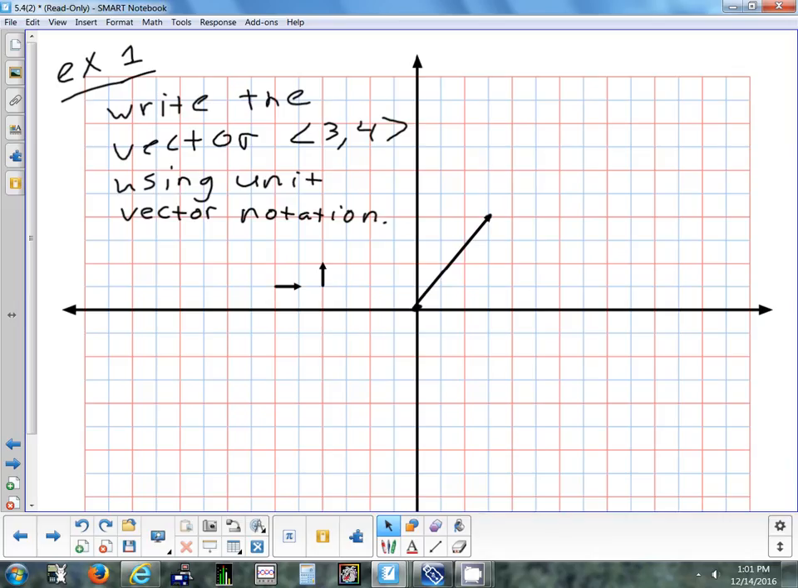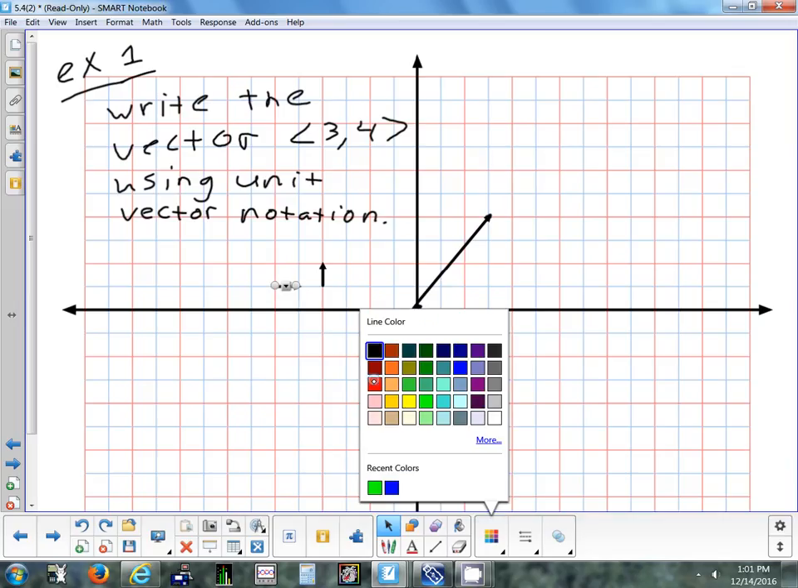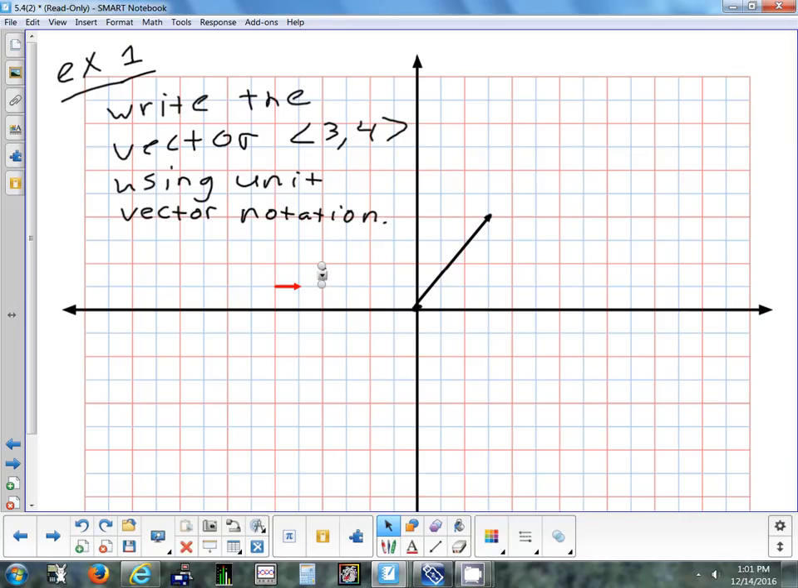Now, I want to see if I can build that using these i's and j's by stacking them together. Let's make them in different colors so you can see them. Let's start with the i's. How many i's would I need to start moving from the initial point to the terminal point? 3. Yeah, I would need 3 of them. So I'm going to make 3 copies of it. And I've got 1, 2, 3 i's. Okay, so I'm going to write that down.